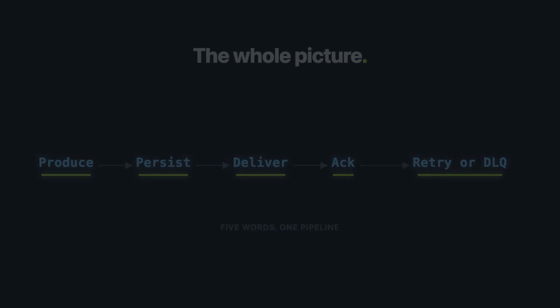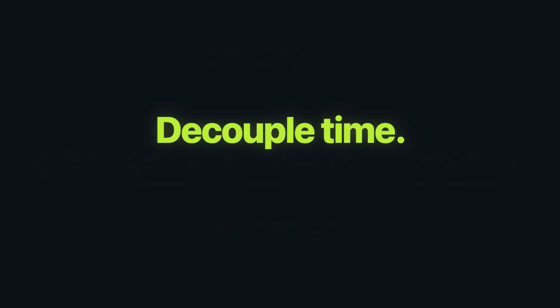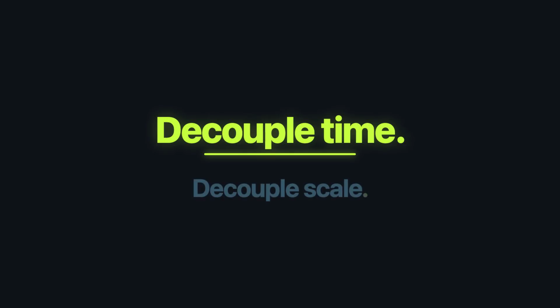The headline: a queue decouples 2 things at once. It decouples time. Your producer runs fast, your consumers run when they can. And it decouples scale. You can add consumers to a group whenever you need more throughput, without touching the producer at all. Almost every scalable backend hides one of these in the middle. Now you know what it's doing.